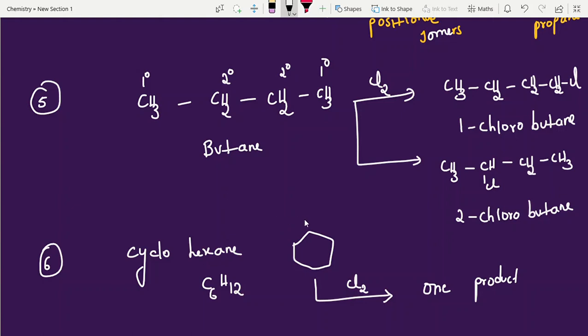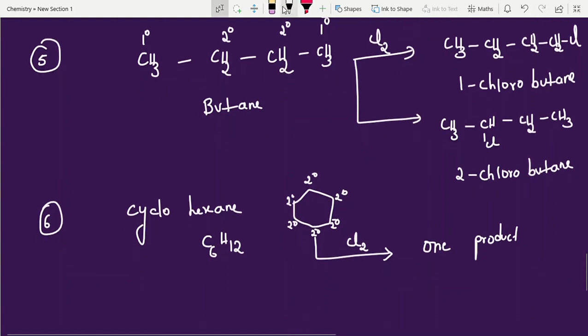One product, because this is secondary, all are same type. That's why the product is same. Only one single product you will get. I am writing the answer here. Look into this. Any hydrogen you replace, finally the answer is this one. Monochlorination, one product, because all are secondary.